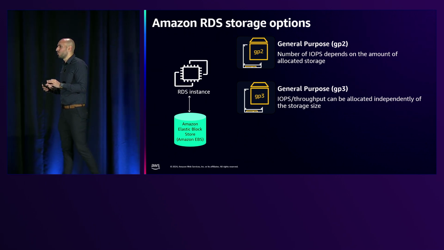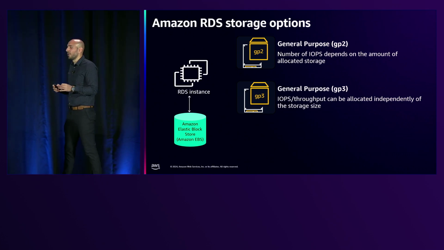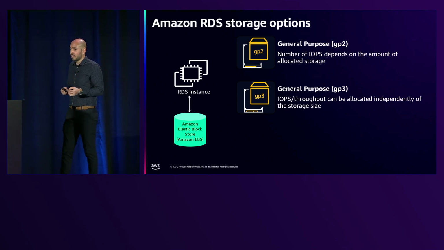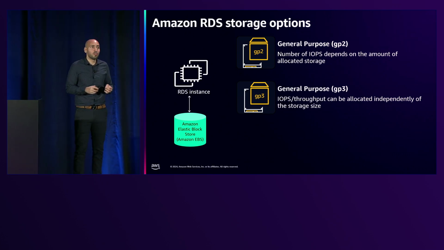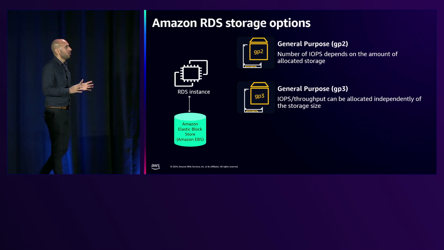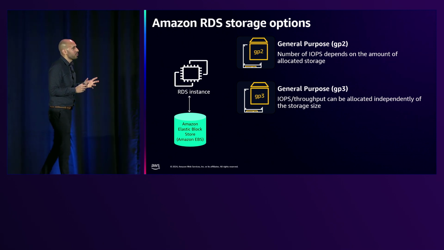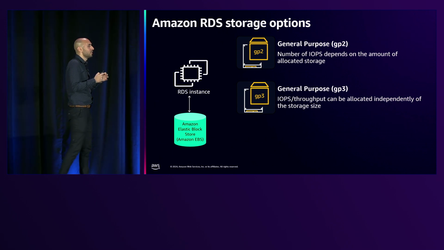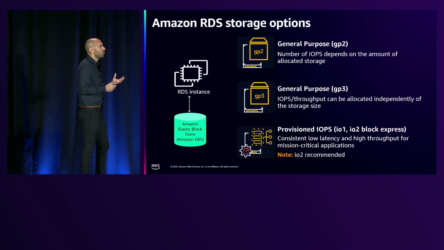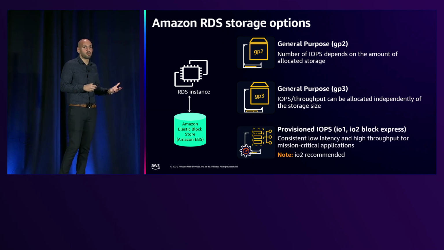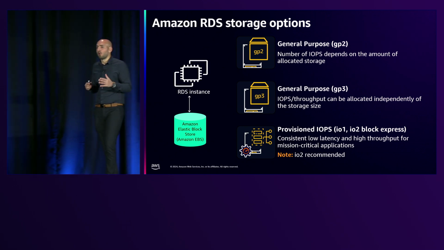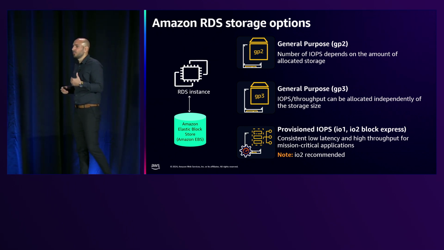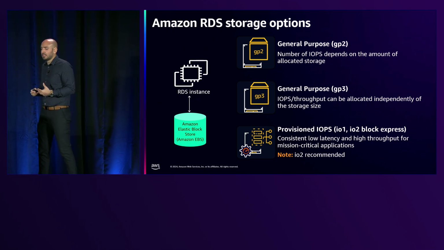However, both GP2 and GP3 are best suited for development and testing environments, and also for medium-sized workloads. When you need to make sure you have mission-critical applications that require consistent low latency, this is where IO1 and IO2 Block Express are the go-to options, with IO2 being more recommended due to its improved durability, throughput, and low latency.